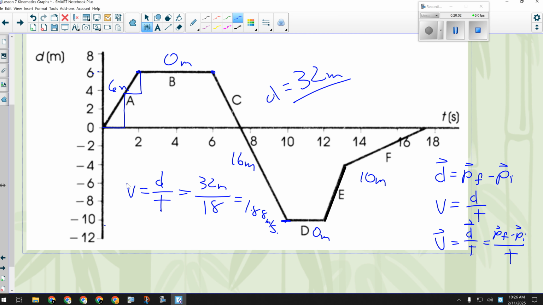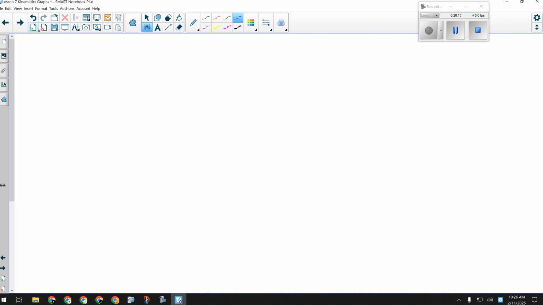Okay, is that ringing a bell? I asked you to do that kind of stuff in Science 10, totally on position versus time graphs. All right, something I keep forgetting to do, but I'm going to do it right now: significant digits, because I keep forgetting to do it.